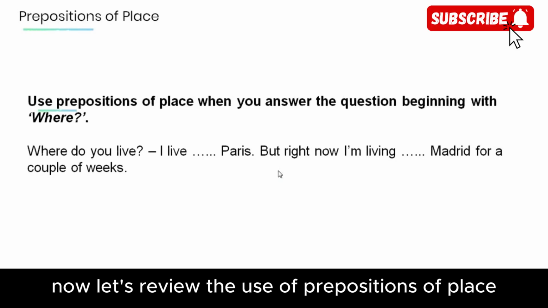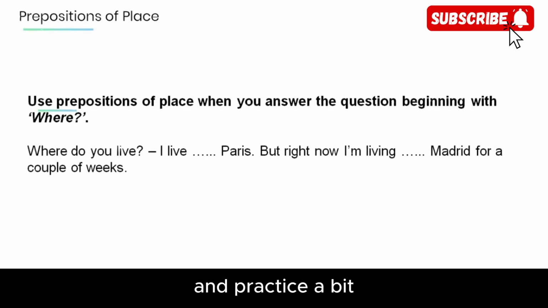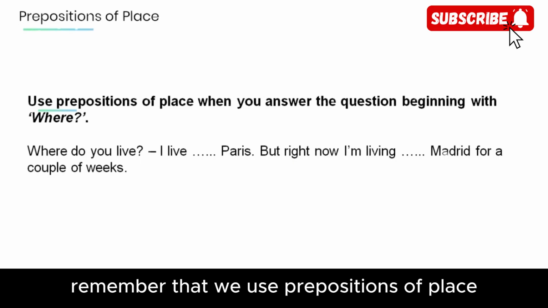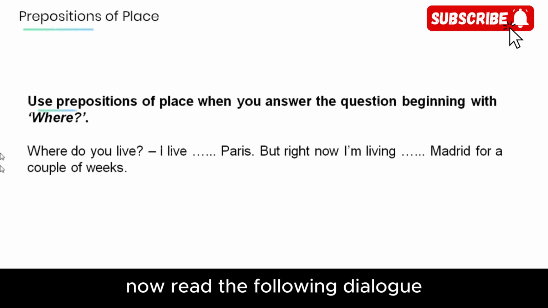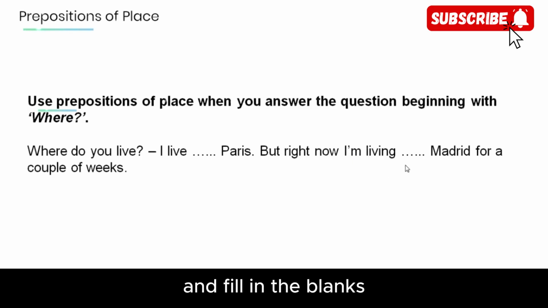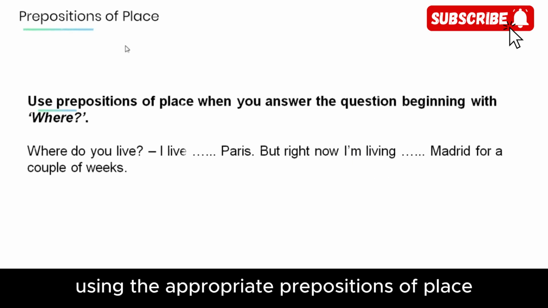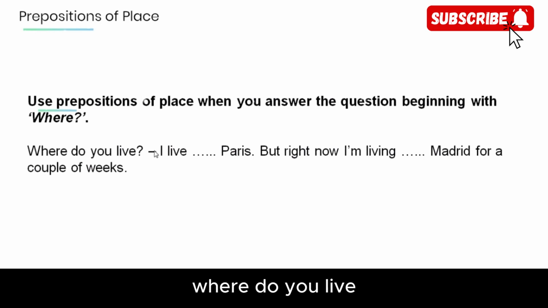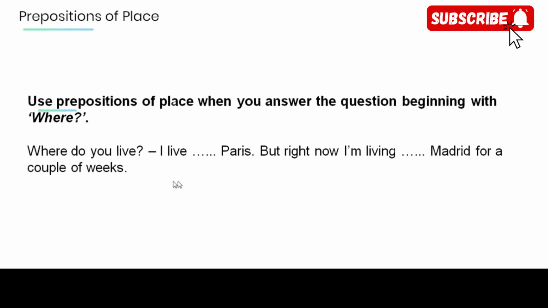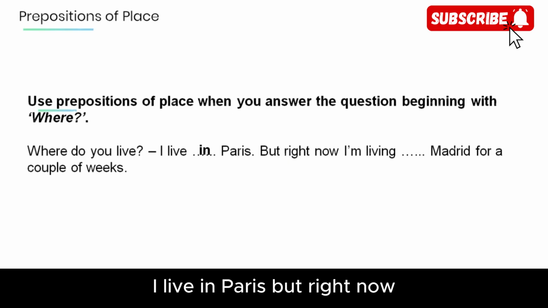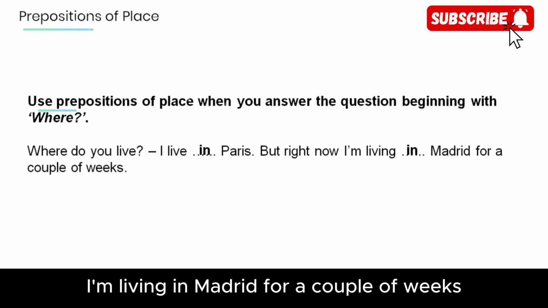Now let's review the use of prepositions of place and practice a bit. Remember that we use prepositions of place when you answer the question beginning with where. Now read the following dialogue and fill in the blanks using the appropriate prepositions of place. Where do you live? I live in Paris, but right now I'm living in Madrid for a couple of weeks.